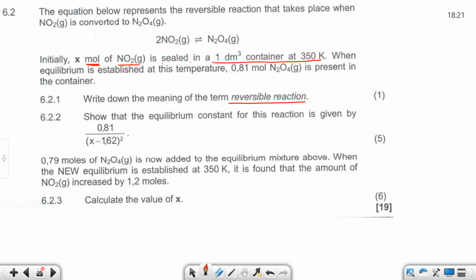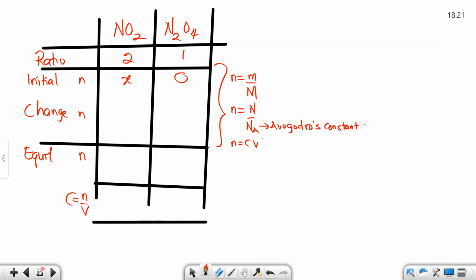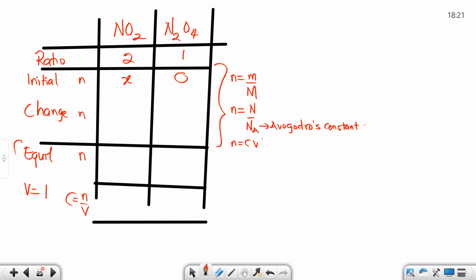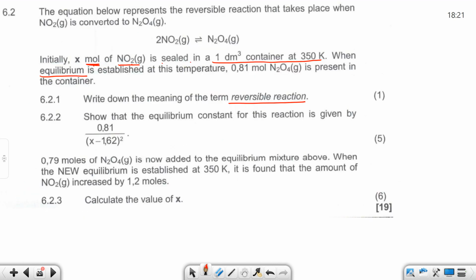Is that okay? So it means at the beginning we have X, and this one is not there. By the way, my volume is 1. We okay? Lovely. Please, let's make sure you read. When equilibrium, please know that when we talk about equilibrium, we are now here. When equilibrium is established at this temperature, 0,81 what? Underline those units. They are very important because sometimes they give you concentration. Of which compound? N2O4. Okay, so what do we have?